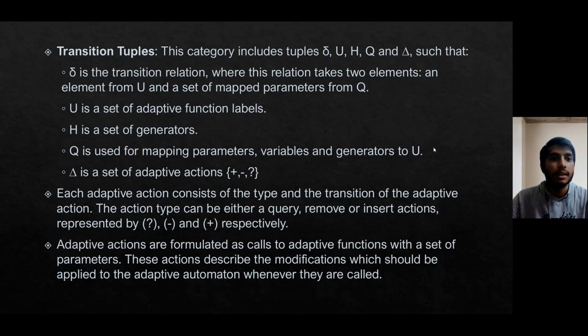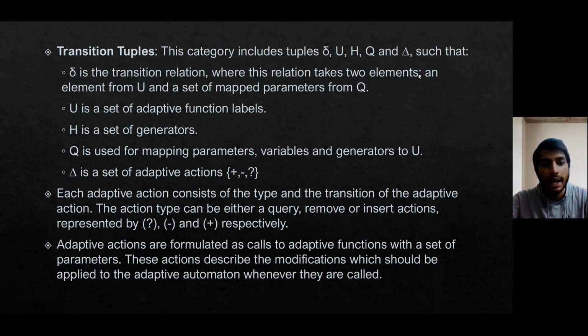Transition tuples, where delta is the transition relation, where this relation takes two elements, an element from U and an element from Q. U is a set of adaptive function labels, H is a set of generators, Q is used for mapping parameters, and at last we have the set of adaptive actions. Each adaptive action consists of a type and the transition of the adaptive actions.